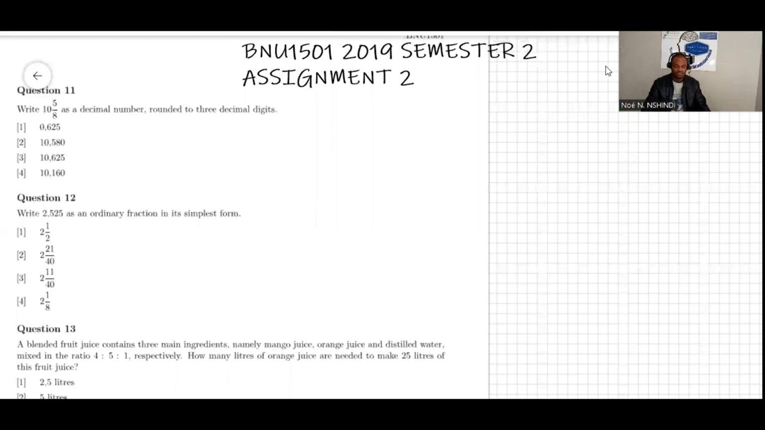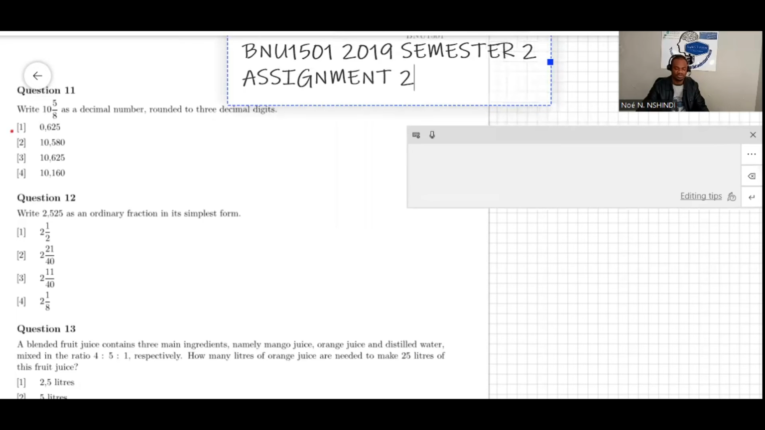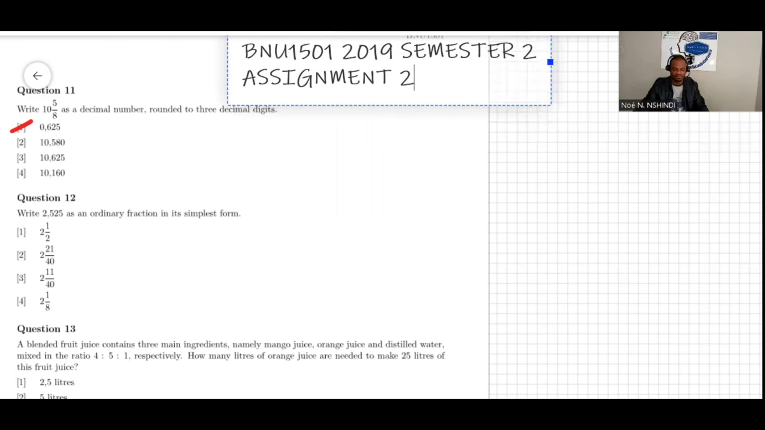Well, that's question 11, page 4. That says write 10 and 5/8 as a decimal number rounded to 3 decimal digits. Okay. Already, when you see this mixed number 10 and 5/8, I know that this cannot be the correct alternative. Okay, that starts with 0 points. That cannot be the correct alternative.